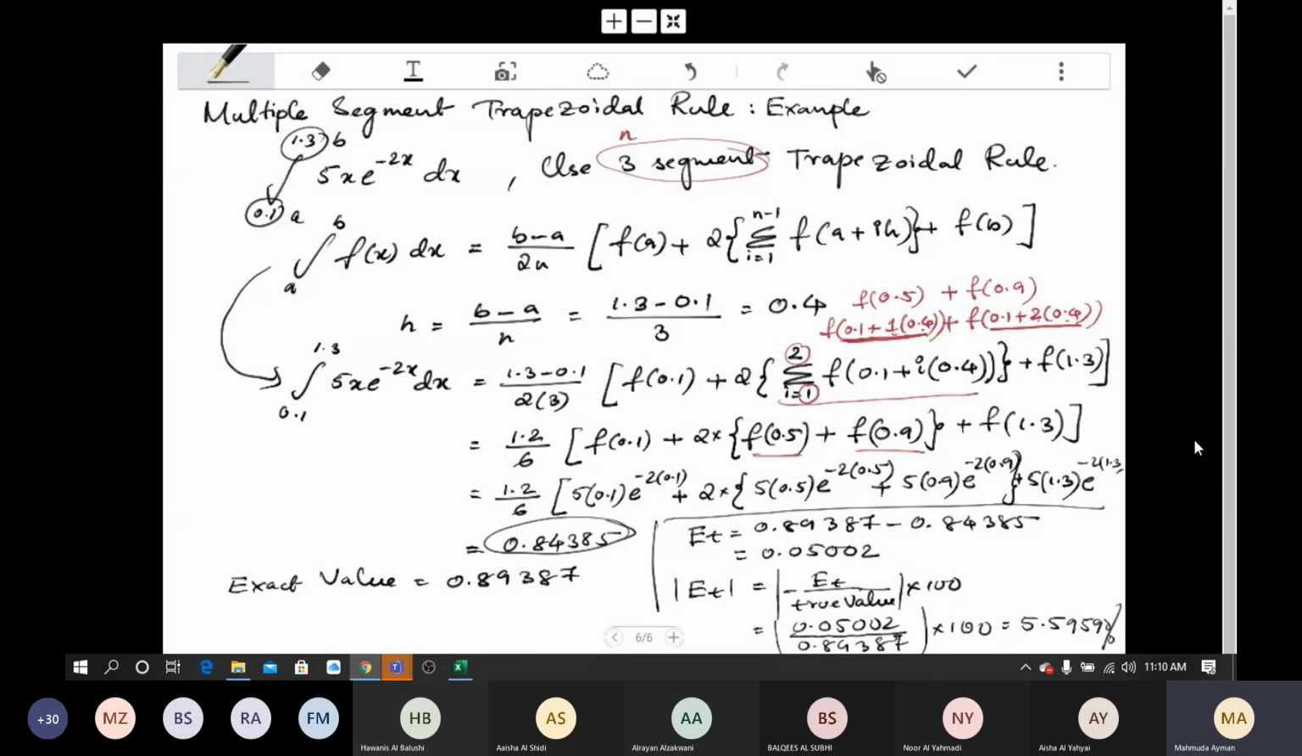If you remember, the first error that we had was 40.11%, but now we just have 5.5959%. And the more segments we use, the more our errors will keep reducing, because the more of the area under the curve we are covering. So now let me show you that.